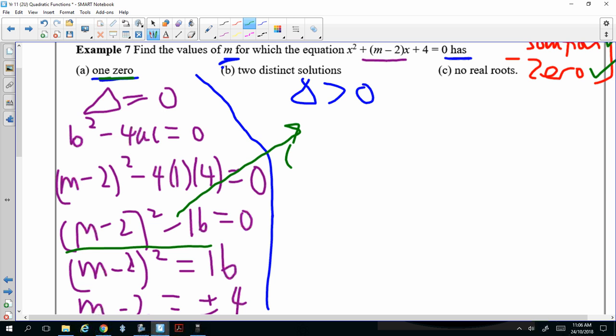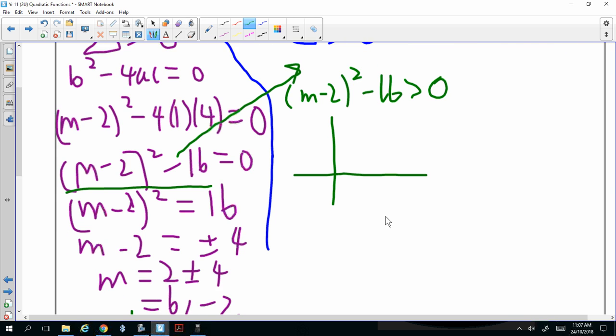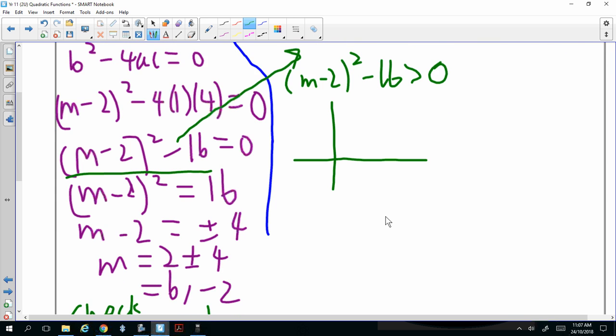How do we solve a quadratic inequality? We have to draw the graph. Does that make sense? And what's the x-intercept of the graph? Have we found it already? We have 6 and -2. That's when the discriminant is 0, right? 6 and -2. And you draw a concave up parabola.